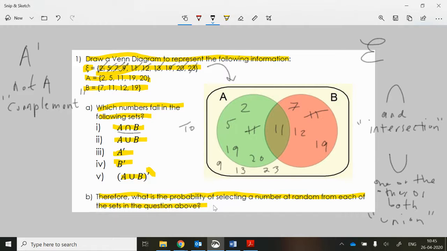Now we need to know how many elements there are in A and B, or A intersection B, and we can see there's only going to be one of them. So for this answer, you'll get 1 out of 10. For the union of B, again, we just need to count up how many things we've got in the union and write it over 10. And that's the same for all of these things here. How many have you got in each of the groups? And we're going to write that over 10.